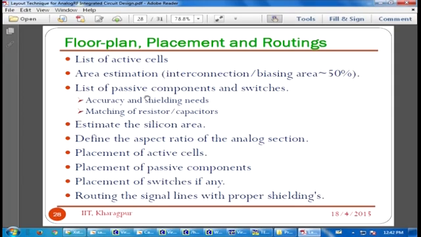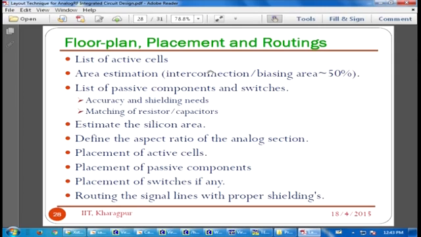List the active cells, then area estimation. Interconnection and biasing area is 50%. That means the BGR and the interconnects of the power lines to all blocks are approximately 50%. Then accuracy and shielding needs, matching of resistors and capacitors. Then placement of active cells is important because power blocks are there and high frequency blocks are there. So you have to make an arrangement such that the high frequency block and the power block are at more distance.